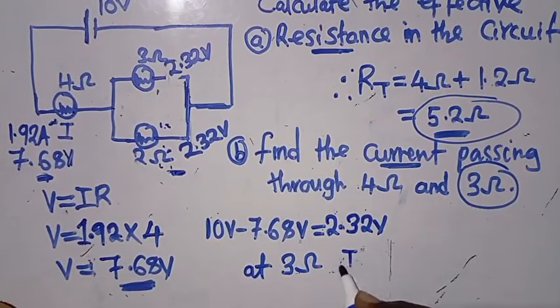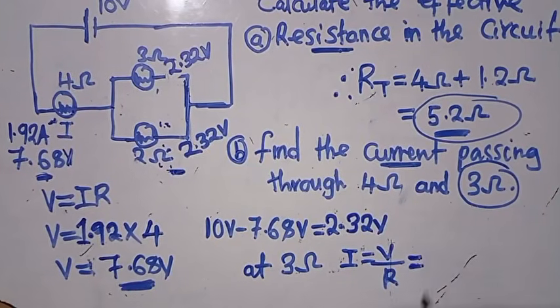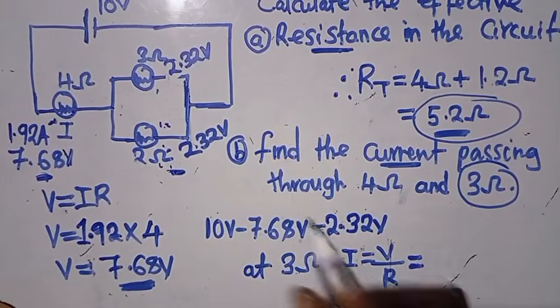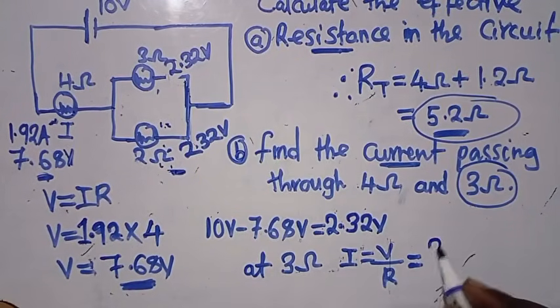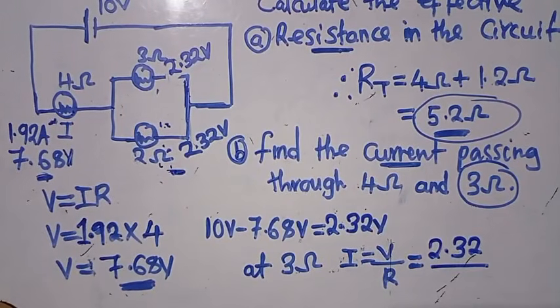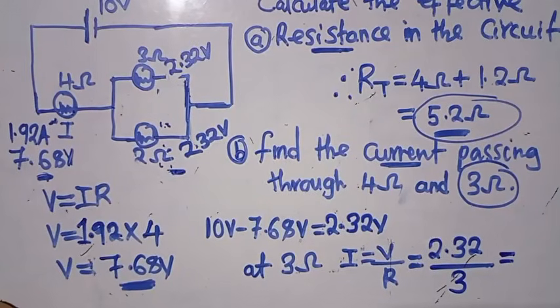I say, okay, current is equal to voltage over what? Resistance. Where I'm going to say, okay, this is equal to, what is the voltage? What voltage there? The voltage that is there, it is what? 2.32 over, what is the total resistance? The resistor that is there is the 3. We are given that.